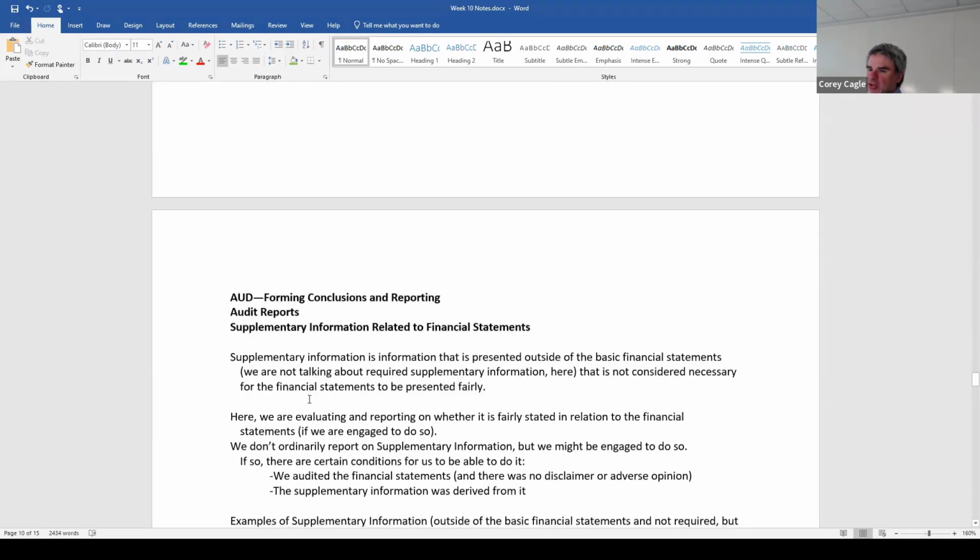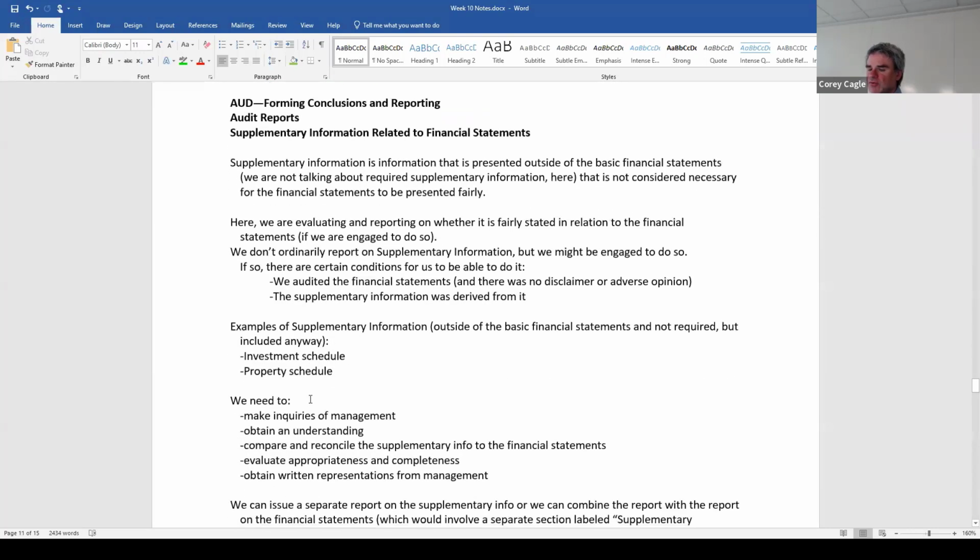Supplementary information related to the financial statements. So we got this section, which is supplementary information related to the financial statements. The next section is required supplementary information. So there's a difference. We're not talking about required supplementary information here. We're talking about things that they include that are not required and not necessary for the financial statements. They're just supplemental stuff that they included.